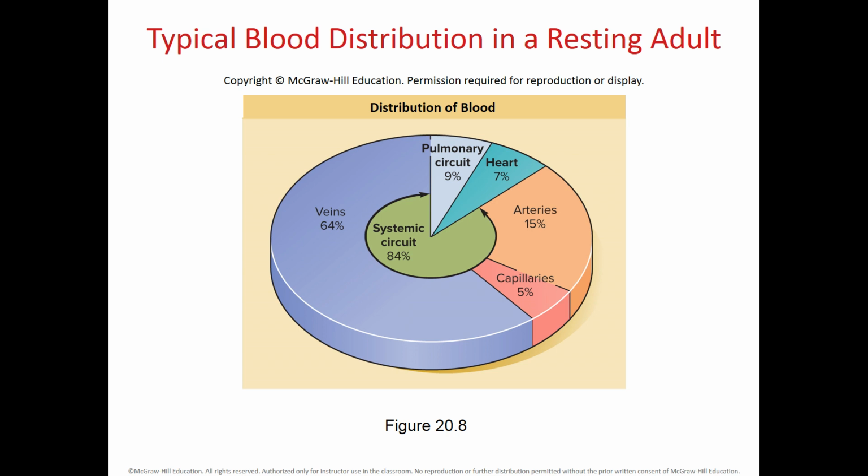So this is the distribution of blood within the circulatory system in a resting adult. The veins, because they hold around 64% of the blood of our body, are known as capacitance vessels. And then very little blood is located within the arteries, 15%, 5% within the capillaries, 7% within the heart, and 9% within the pulmonary circuit. And in total, we have 84% within the systemic circuit.